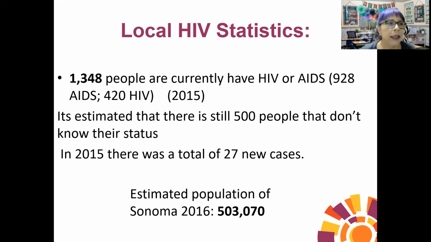But I'm going to say that back in 2015, we had 1,348 people living with HIV or AIDS. And it's estimated that there are still 500 people that don't know their status at all times. So in 2015, there were 27 new cases. And people say, so what? It's only 27 new cases. But what happens with transmission? Just like we're dealing right now with COVID, right? One person can walk into a room if they're infected, whether they know they have the virus or not.